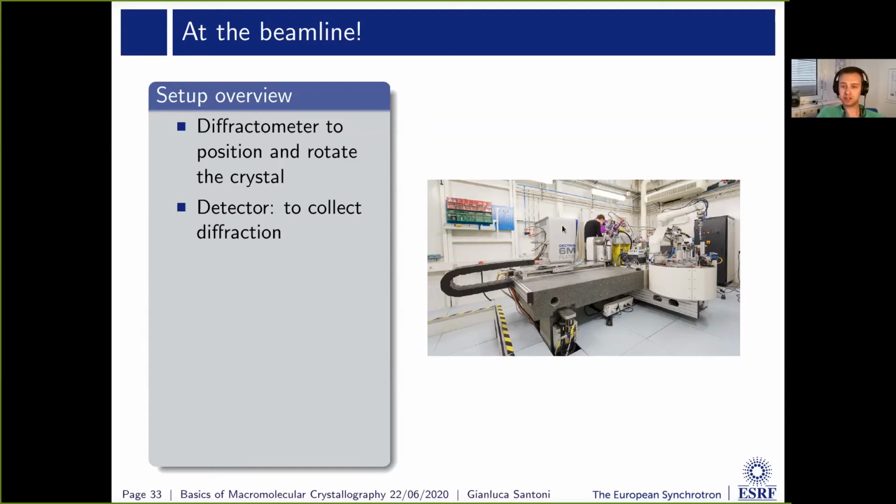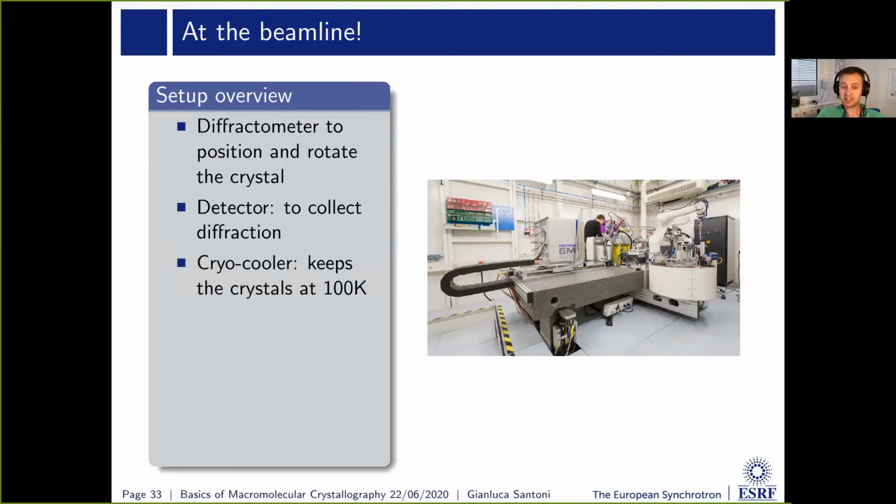Here is the detector. As you can see, the detector is mounted on a table. It can move back and forth to intercept higher or lower resolution. I repeat again, the farther we go, the lower the resolution, but the more separated the spots will be. The closer we get to the detector, the higher resolution we can collect, but we will have less separation between the spots, especially at low resolution.